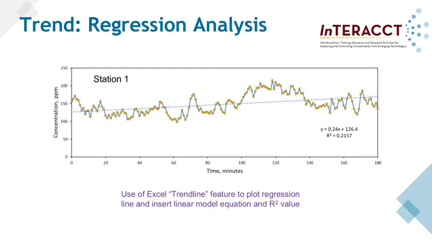This data has a low R-squared value of 0.21, as you would expect, because the data values are scattered around, not very linear, but there is an upward trend as evidenced by the positive slope of the regression line, indicating that concentrations may be moving upward over time.